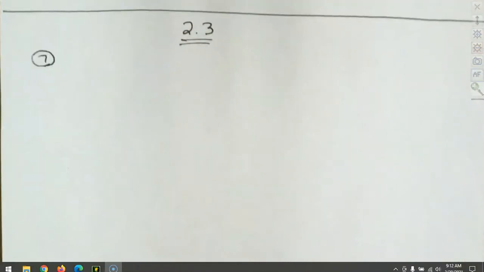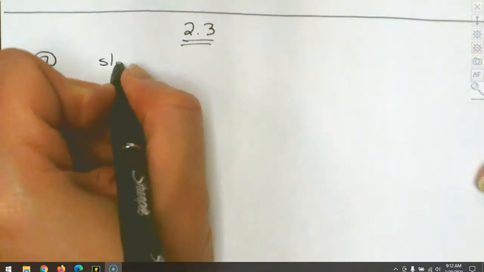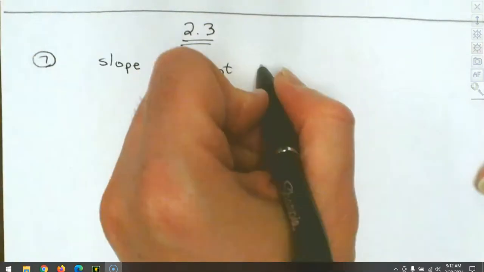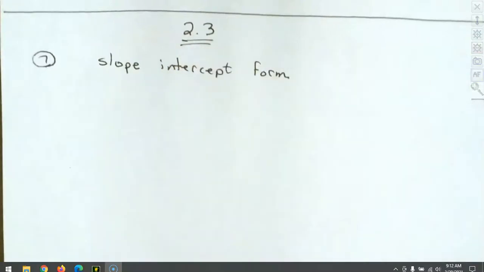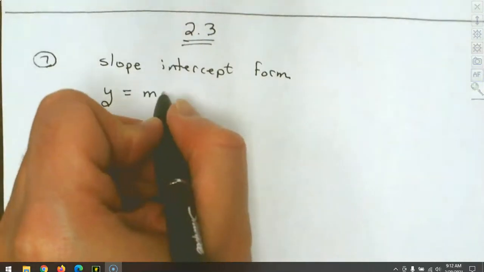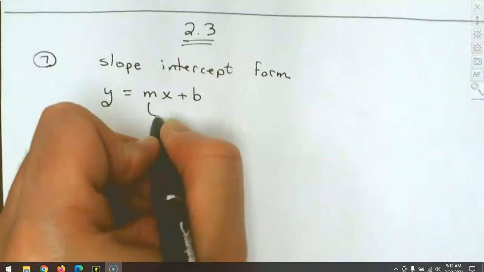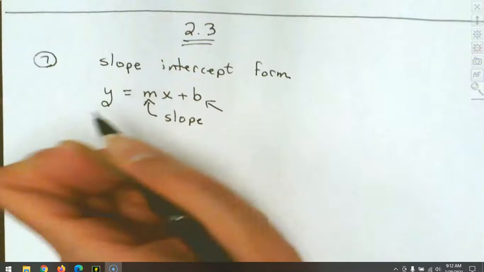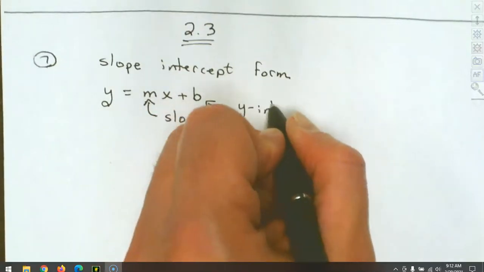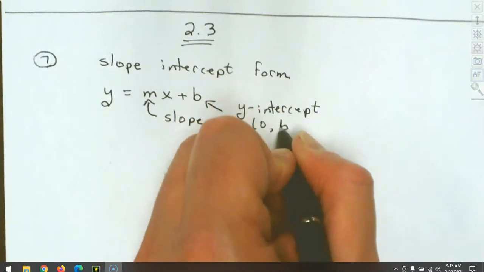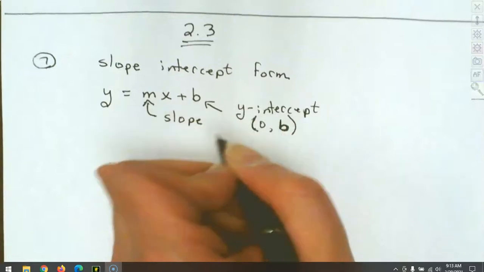Now, when we go to look at these, let's take a moment to remember our slope-intercept form. Slope-intercept form is y equals mx plus b. And that m, well, that is your slope. And the b, well, that is your y-intercept. And as an ordered pair, that is (0, b) there.